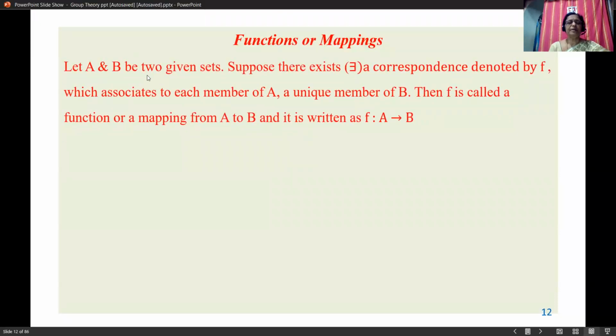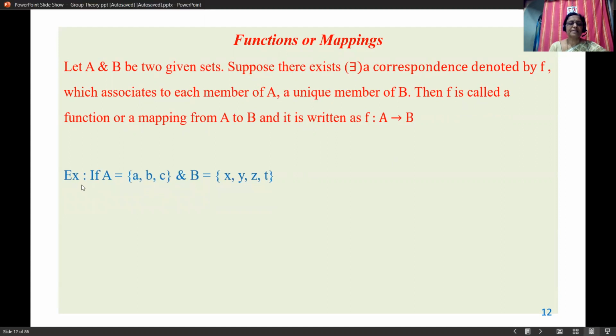Let A and B be two given sets. Suppose there exists a correspondence denoted by small f, which associates to each member of A a unique member of B. Then f is called a function or a mapping from A to B, and it is written as f from A to B.